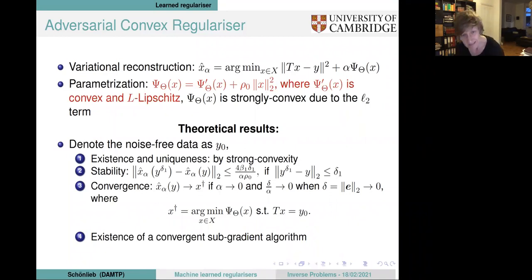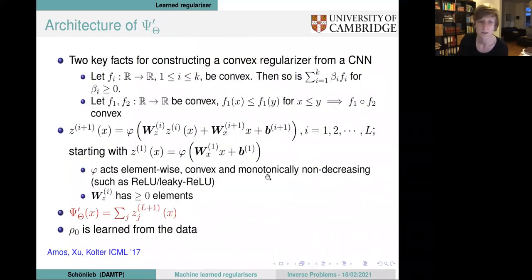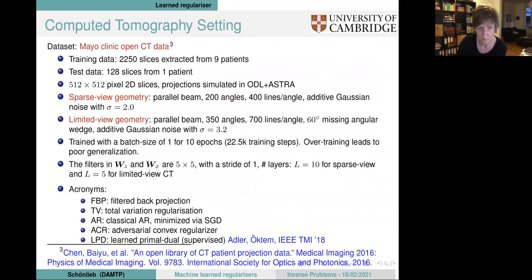If I'm in this setting, then I have existence, uniqueness, stability, and convergence of the regularization, and the algorithm that I use to solve my variational problem is of course convergent. This is all strongly convex. This is nice, and this is how you can create these convex neural networks, which I'm happy to tell you about later if there is time. We can go back to that, but I'm quite keen to show you some examples of what you get with this.